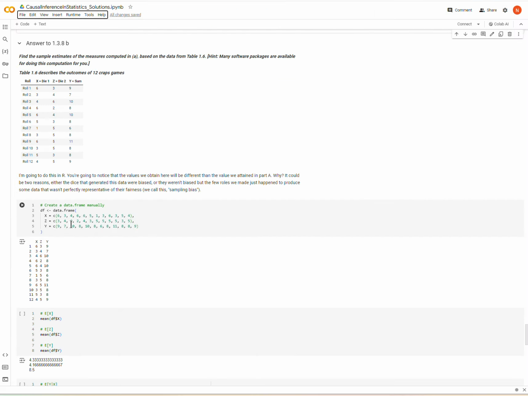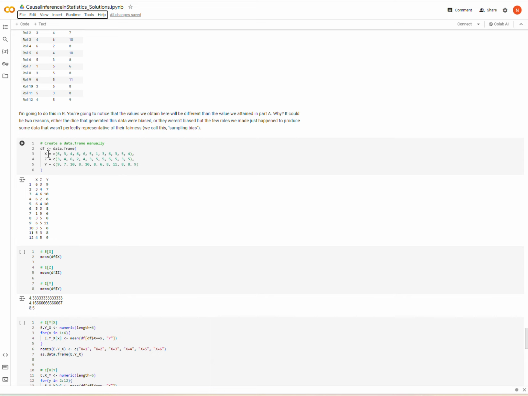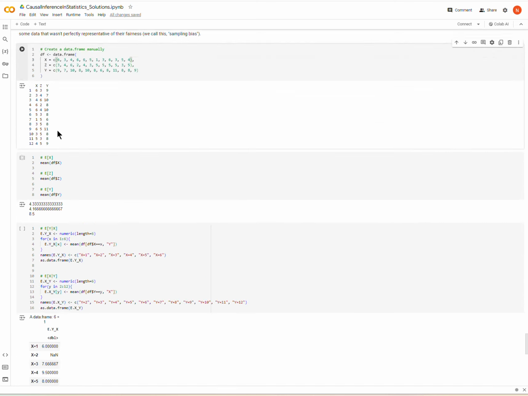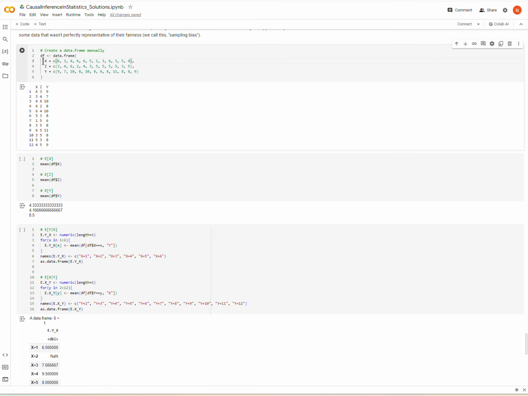So the first thing that I do here is convert this table up here into a data frame that I can enter into R. That's what we have here. My data frame is called df, and I have variables x, z, and y. Now to get my expectations of x, z, and y, I just take the mean of those variables. Recognize that our theoretical distribution says that the means of x and z should both be 3.5, but we don't get that. And the theoretical mean of y should be 7, but we don't get that. Again, that's because of sampling bias.